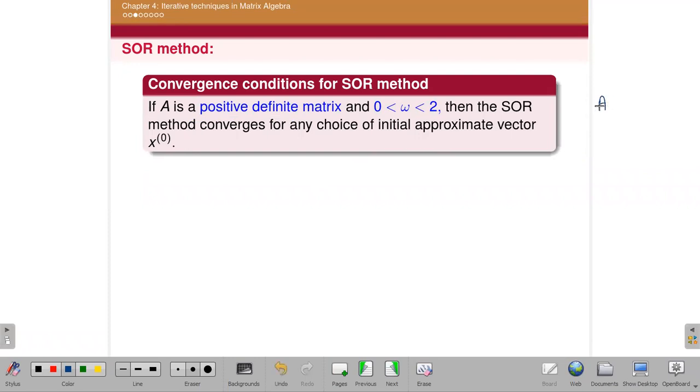So suppose I'm taking the system of linear equations here. If A is a positive definite matrix, first of all you have to check whether it is a positive definite matrix or not. Then your relaxation factor will also lie between 0 and 2. Then the SOR method will converge for any initial approximation vector. So then you will get the convergence.